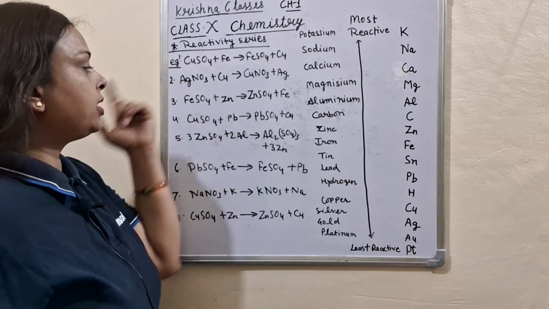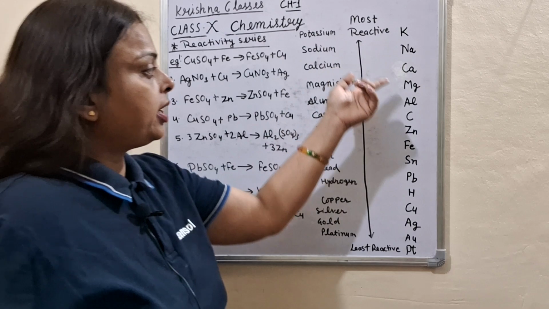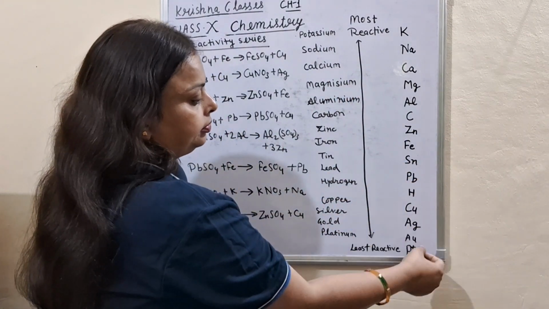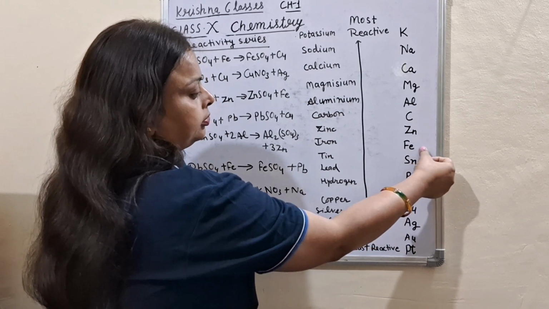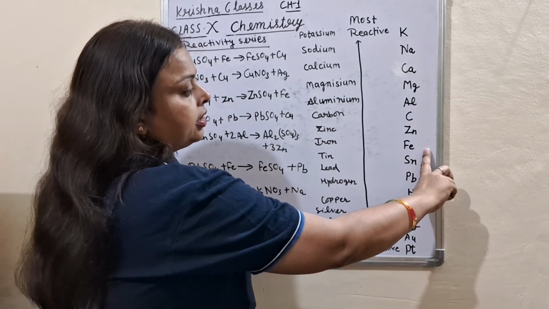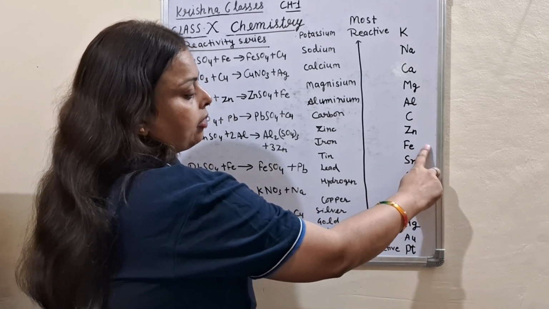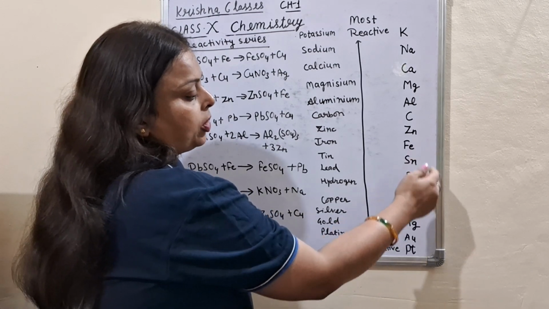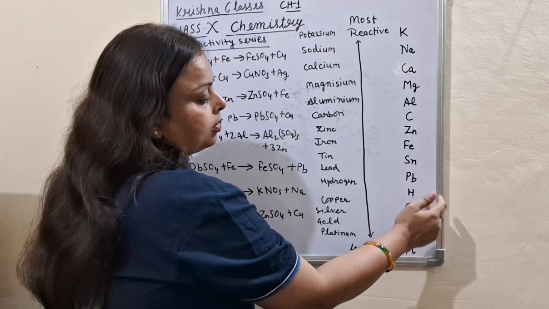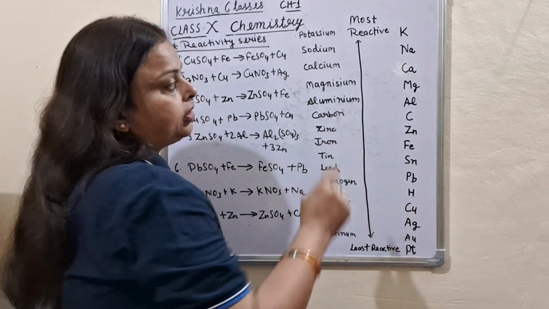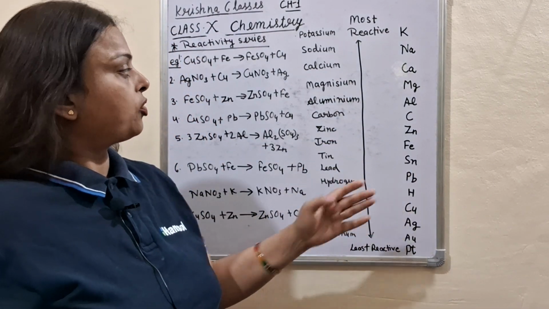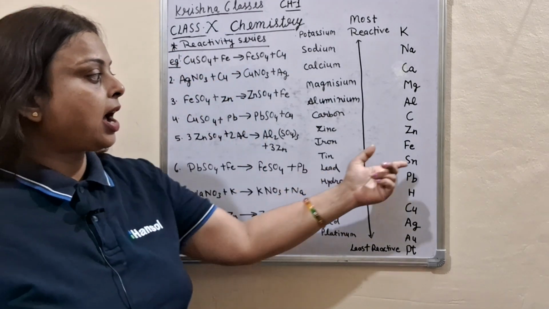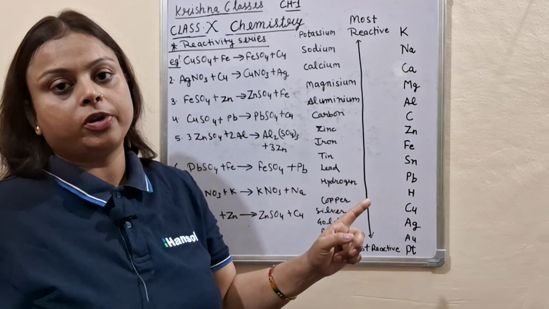How does iron replace the copper? Come to the reactivity series. Where is iron? Iron is here. Fe is above the copper, and copper is just below the Fe. So Fe is more reactive in comparison to copper. That's why iron replaces the copper easily, because iron is more reactive than copper.